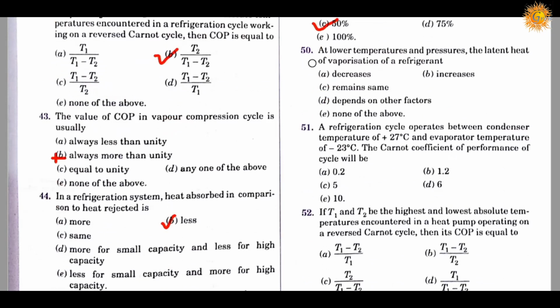Question number 50. At lower temperatures and pressures, the latent heat of vaporization of a refrigerant, option A, decreases, option B, increases, option C, remains the same, option D, depends on other factors, option E, none of the above. So the correct answer is B.